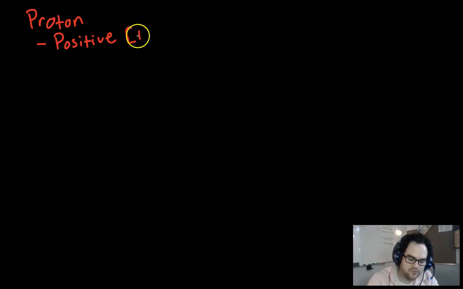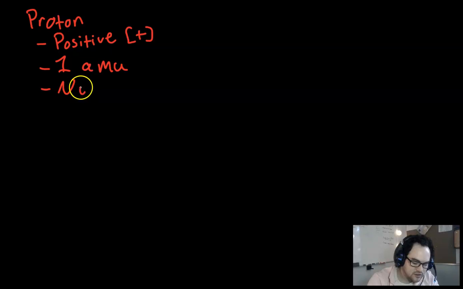So the first part we have is the proton, and we know that this is a positively charged particle, and it has one mass unit, so it has a mass of 1 AMU, and it is found in the nucleus.